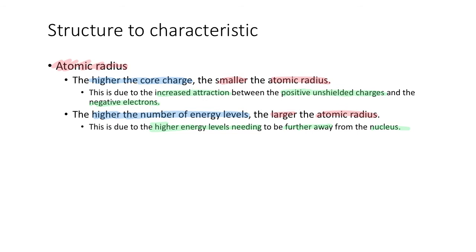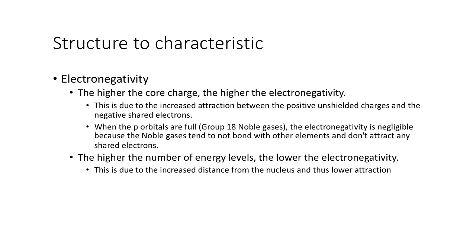Okay, let's move on. Let's talk about electronegativity. Okay, so electronegativity is the property. We have to look at the structure. The higher the core charge, so that's the more positive the center part is, the higher the electronegativity. And that makes sense. The higher the positive is, the stronger that they can pull on electrons, right?